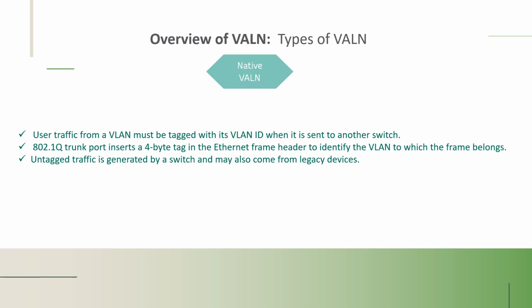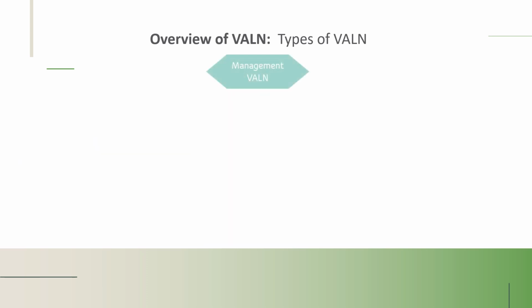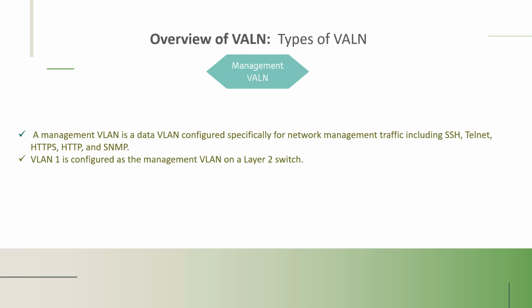Another kind of VLAN is the management VLAN. A management VLAN is a data VLAN configured specifically for network management traffic, including SSH, Telnet, HTTPS, HTTP, and the protocols that are listed here. But by default, VLAN 1 is configured as the management VLAN on a layer 2 switch. And remember that you have to change the management VLAN to be different from VLAN 1 for security purposes.